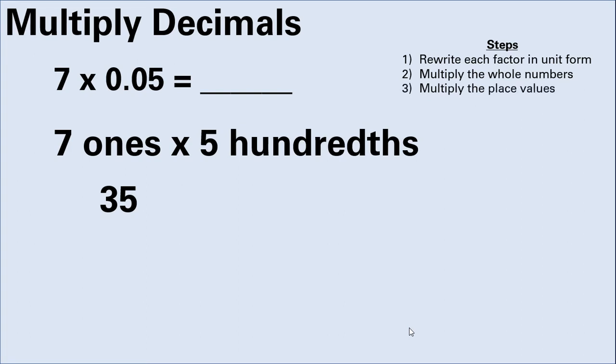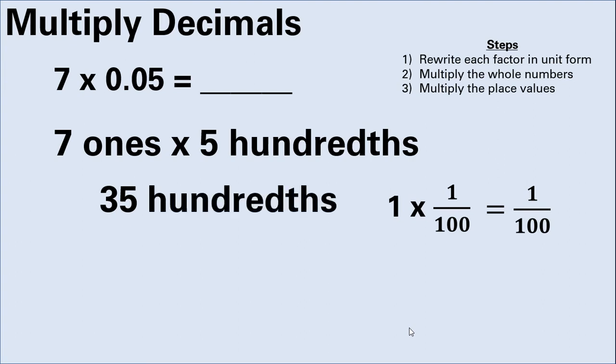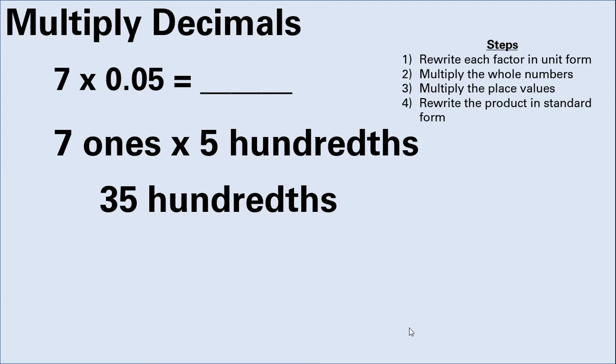Ones times hundredths equals hundredths because anytime you multiply a number by 1, it's the other factor, just like 1 times 100 equals 100. Another way you can think about it is with fractions. 1 times 1 hundredth equals 1 hundredth. So we have 35 hundredths. Finally, we're going to rewrite the product in standard form. 35 hundredths can be written with a 5 in the hundredths place and a 3 in the tenths place. 7 times 5 hundredths equals 35 hundredths.